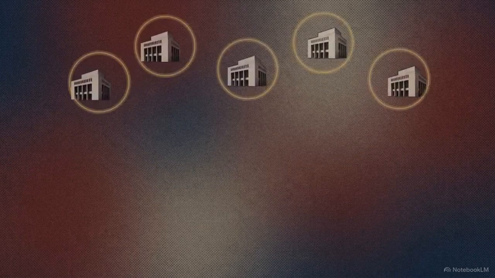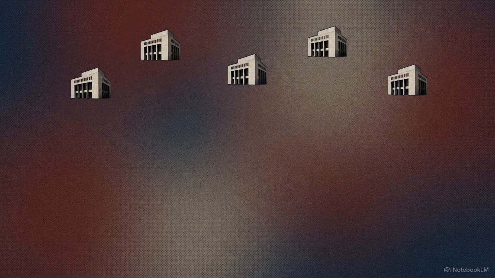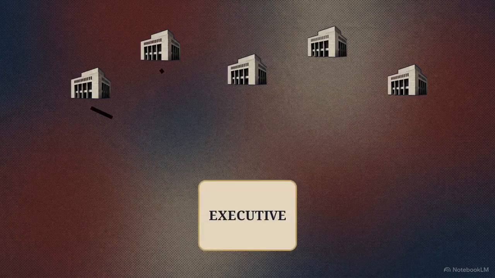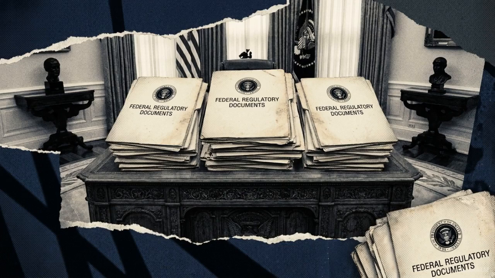On this chart, you can see the result. The good cause barriers that once protected these agencies have been removed. They are now rerouted directly under presidential removal powers. This ruling realizes the unitary executive theory, granting the president direct control over the federal regulatory apparatus.